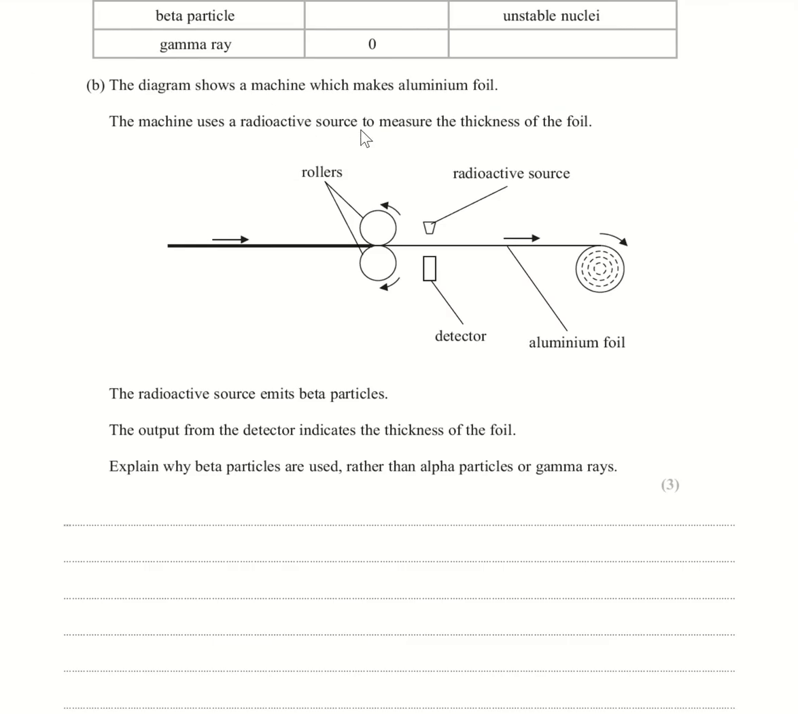The diagram shows a machine which makes aluminium foil. The machine uses a radioactive source to measure the thickness of the foil. The radioactive source emits beta particles. So this is the radioactive source, this one. It emits beta particles. Output from the detector indicates the thickness of the foil. So there's a source and there's a detector. Explain why beta particles are used rather than alpha particles or gamma rays.